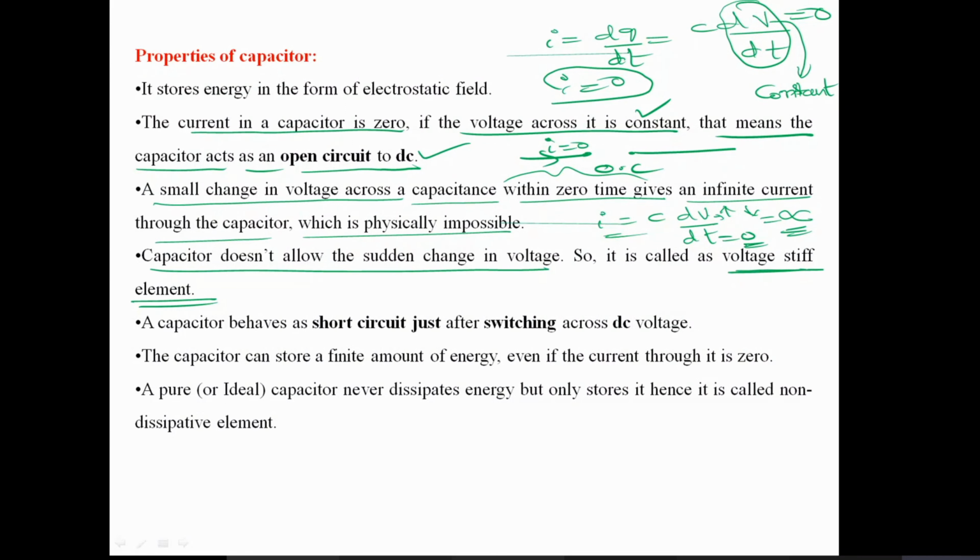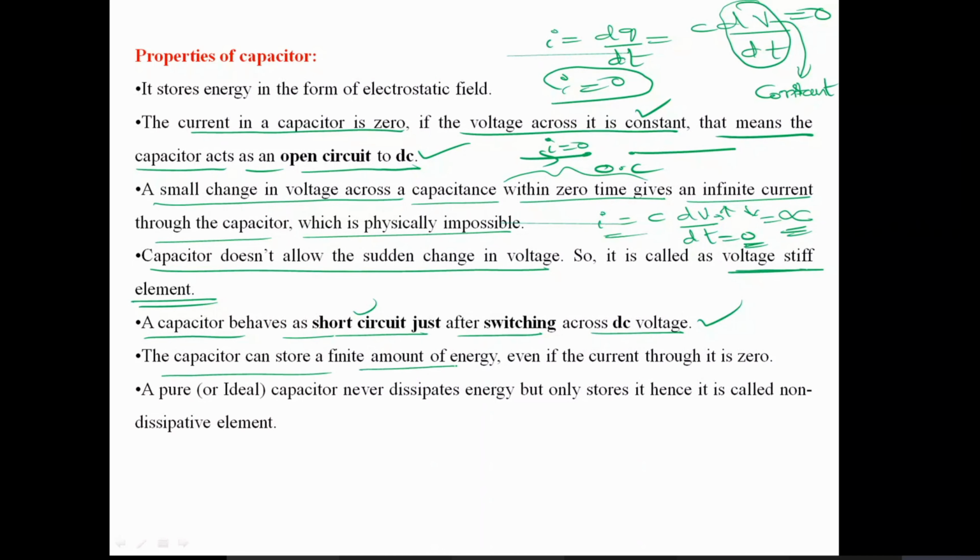Capacitor is called a voltage stiff element, whereas the inductor is called a current stiff element, as we discussed yesterday in class. Then a capacitor behaves as a short circuit just after the switching of the DC voltage. We can discuss that later. The capacitor acts as a short circuit immediately after the DC source is applied, and afterwards it acts as an open circuit.